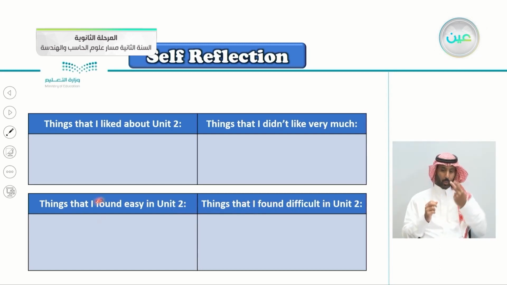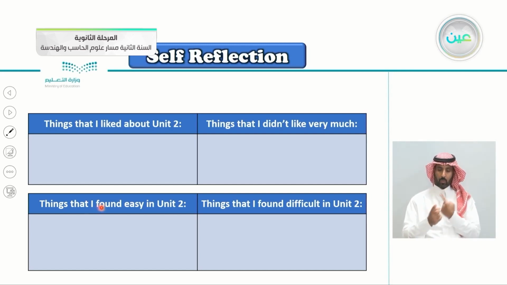So this is a really important chart here. What did you find easy in Unit 2? Which lessons did you find easy? And which lessons did you find hard? This is the most important chart here. Things that you find difficult in Unit 2, because you can write them here and you can go and revise them and ask some of your colleagues or maybe your teacher to help you with them.